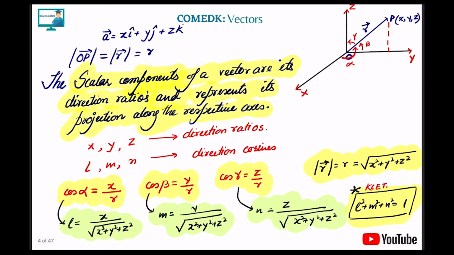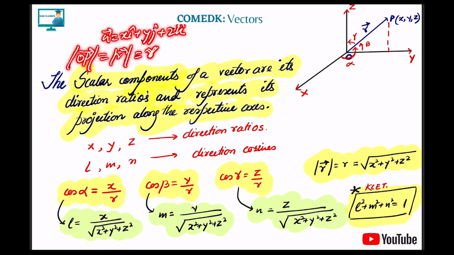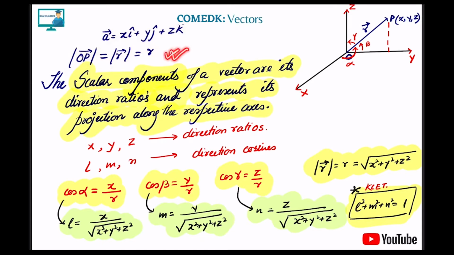Now what about the direction ratio, sir? We'll see about that. Let's say we have a vector A equal to xi cap plus yj cap plus zk cap. Now, the magnitude of this vector is given by the OP vector, that is equal to magnitude of R, and that is equal to, let's say, just r. We are denoting the magnitude by r.